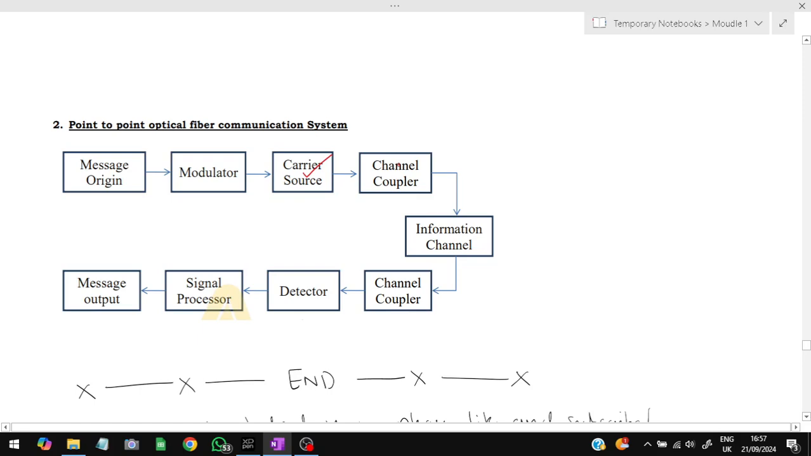The channel coupler will again remove the unwanted things present here and pass the signal through the detector. This detector will detect the signals and change the code from digital to a human readable format. The processing will happen, it will fine tune it, and the message output will come here. So this is another example, point to point.